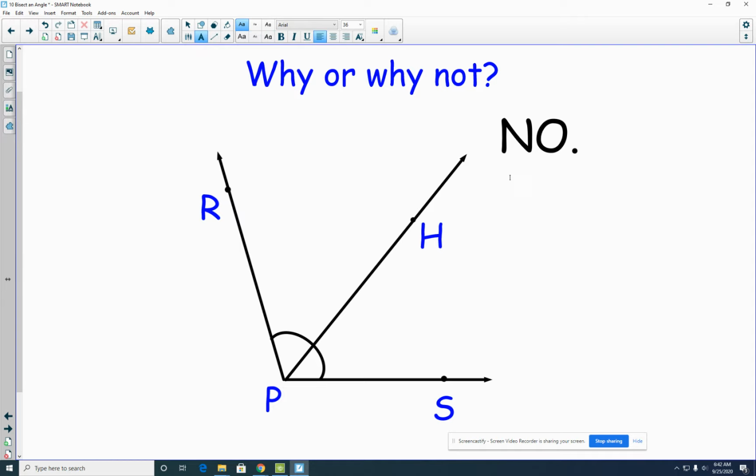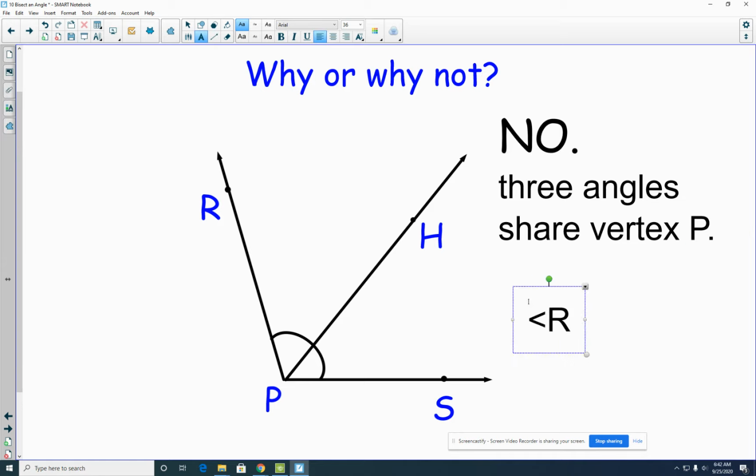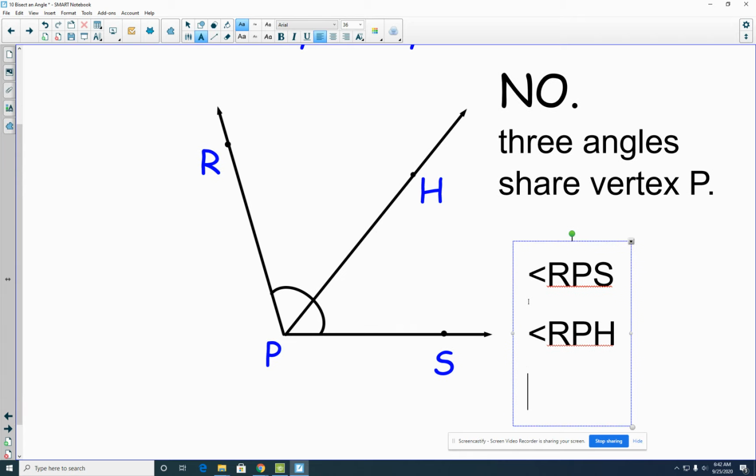So let's write that here. And the reason is 3 angles share vertex P. The 3 angles that share vertex P would be angle RPS, angle RPH, or angle HPS.